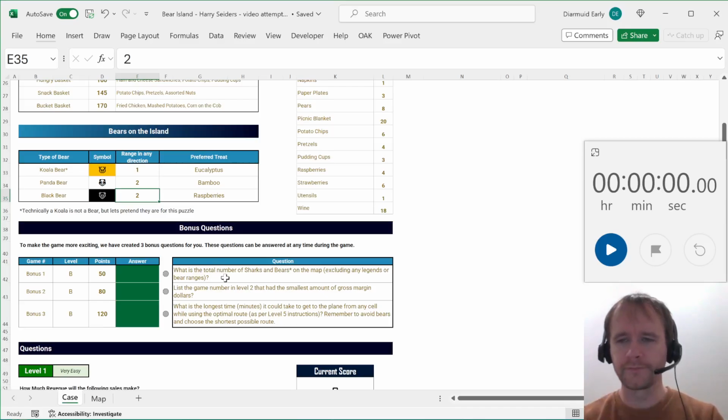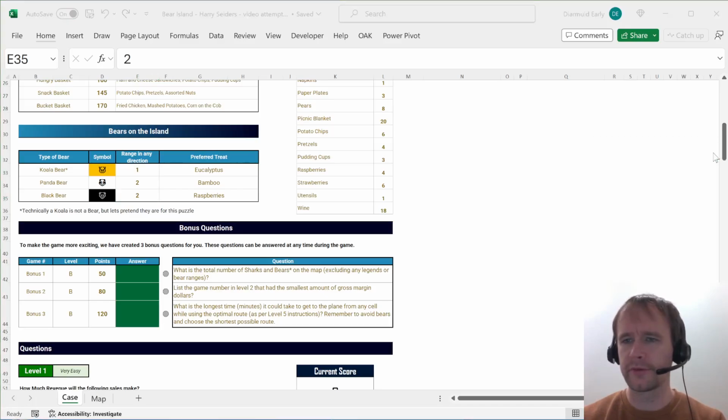So, sorry, I meant to start the timer when I actually started, so I'm just going to get rid of the timer, I guess, because that's not really very relevant anyway.